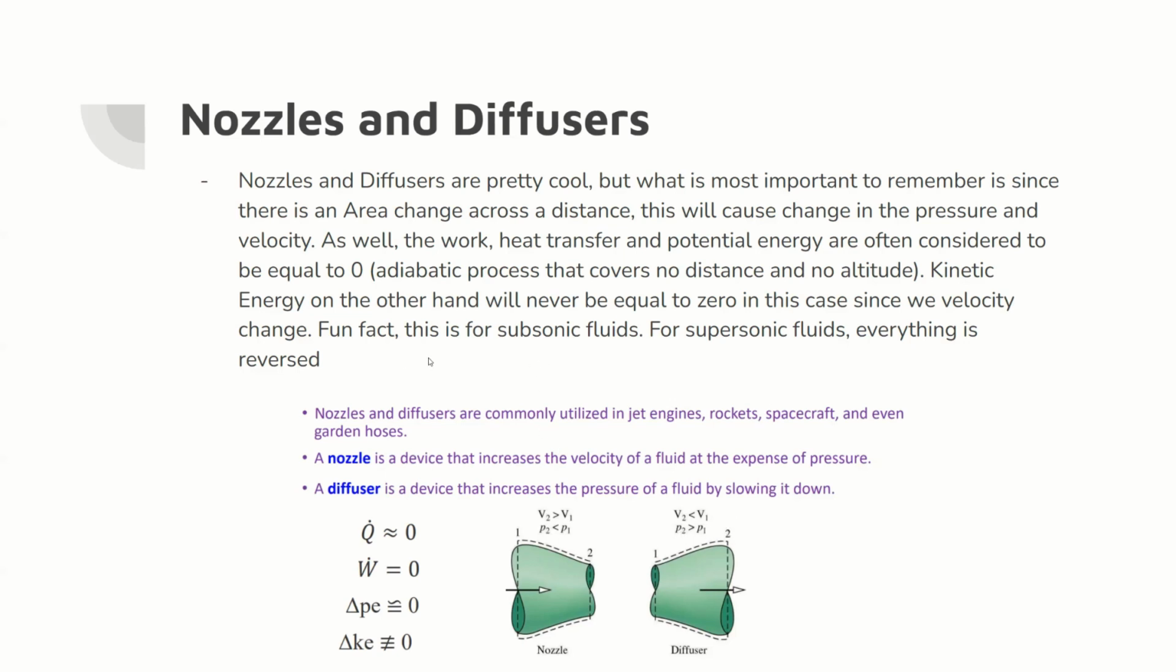Just a fun fact, this applies only for subsonic fluids. For supersonic fluids, all properties are reversed. So if you had a nozzle like this, then your initial velocity would be bigger than your final velocity. But if you want to know more about that, I think fluid dynamics covers that a little bit more in detail.